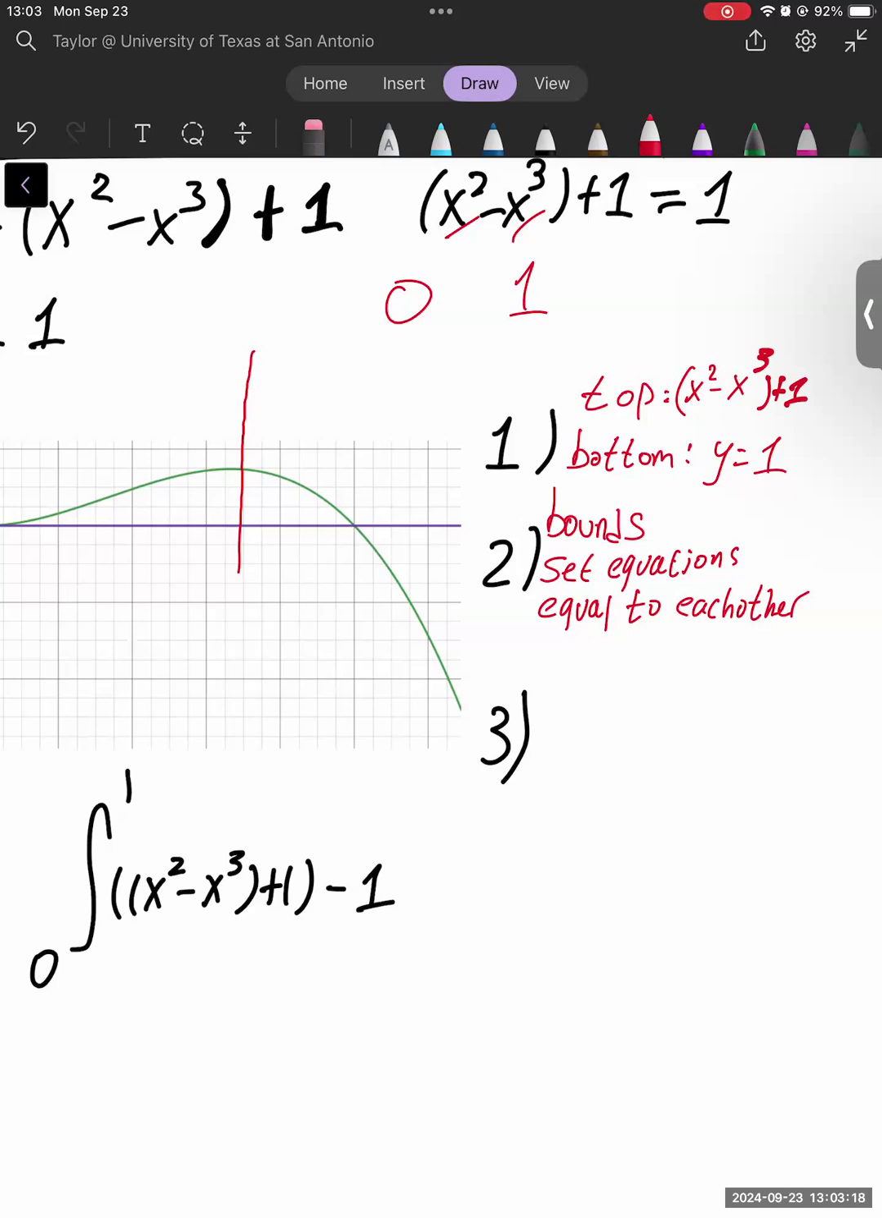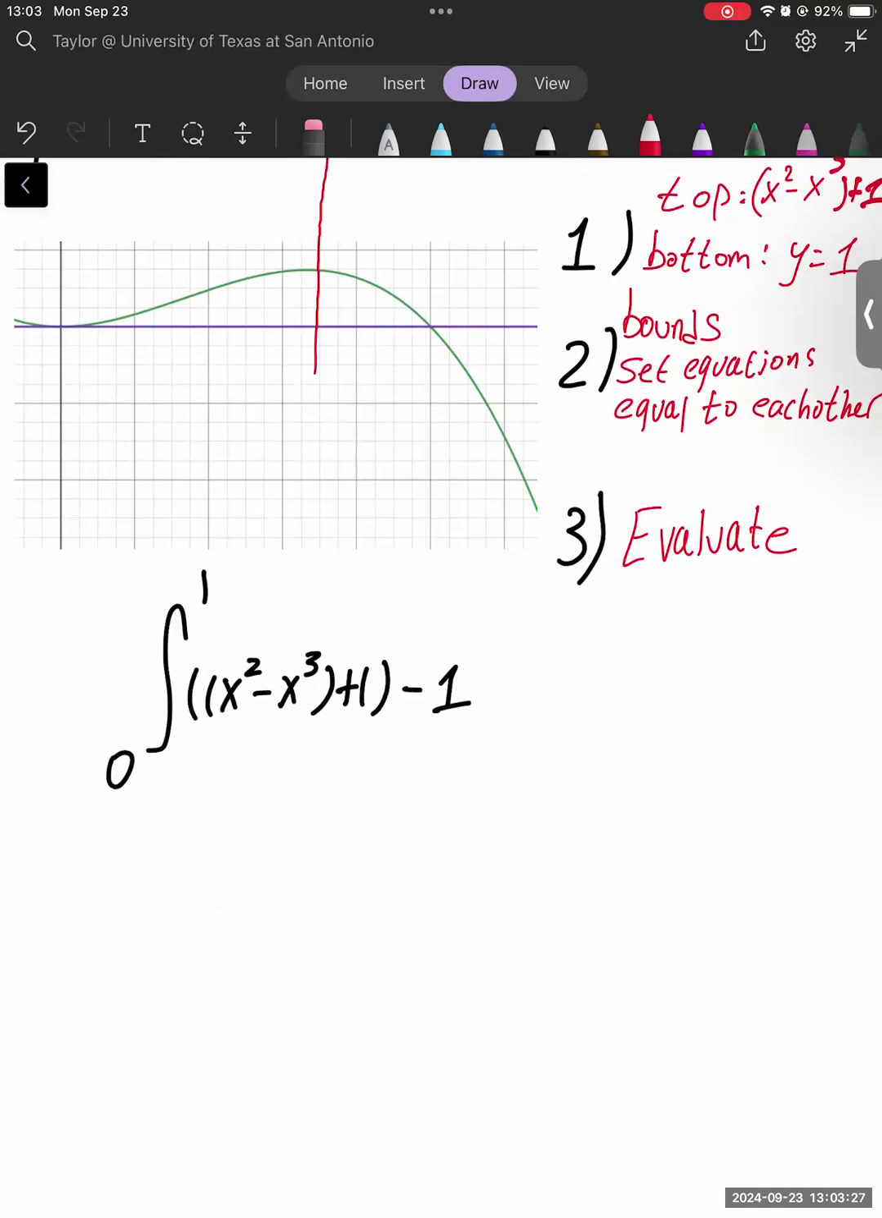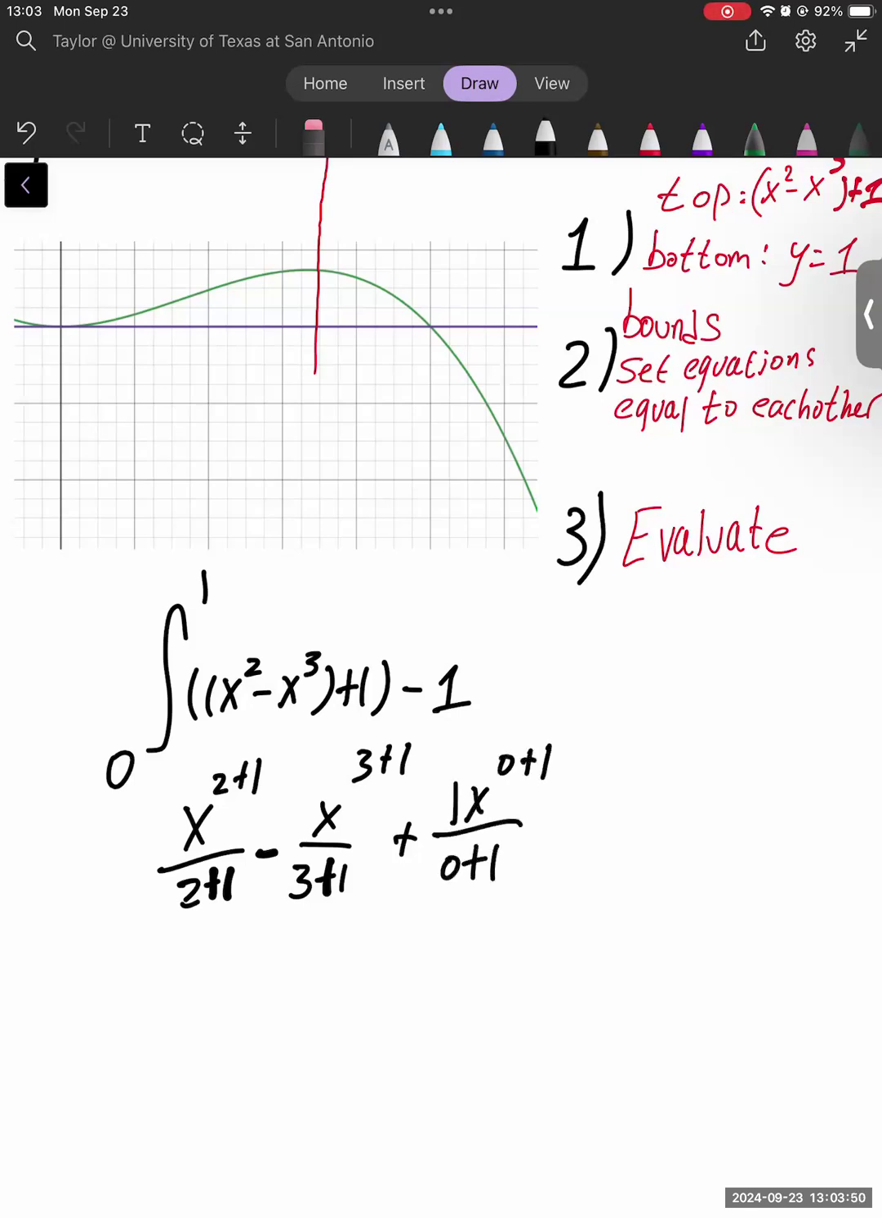Power rule. Okay, cool. So we're going to go ahead and evaluate our integral. Evaluate. Nice. Okay. So we get x to the 2 plus 1 over 2 plus 1, minus x cubed to the 3 plus 1 over 3 plus 1, plus 1 times x to the 0 plus 1 over 0 plus 1, minus 1 times x to the 0 plus 1 over 0 plus 1.